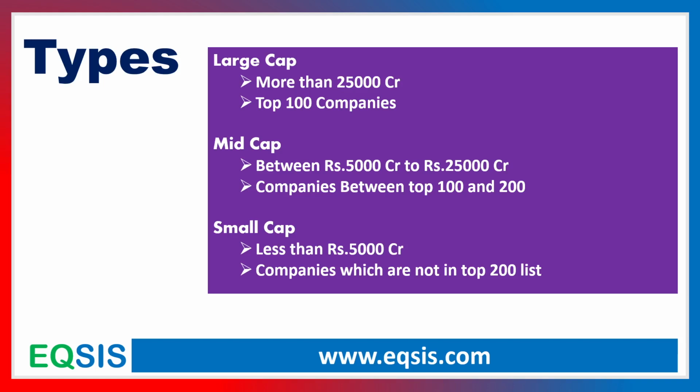Mega cap is even beyond the large caps, and micro cap can be below the small caps. But the very standard convention is using large cap, mid cap, and small cap. This cap actually indicates the capitalization. So if any company's size is more than 25,000 crores or more than 20,000 crores, approximately, it can be termed as a large cap company. We're going to use the term approximate.